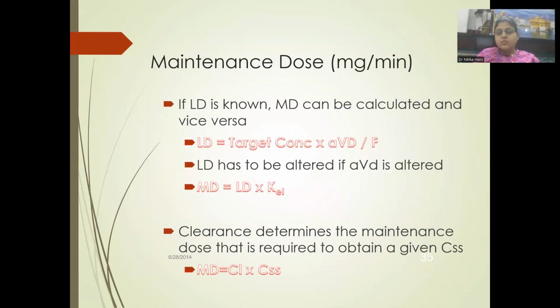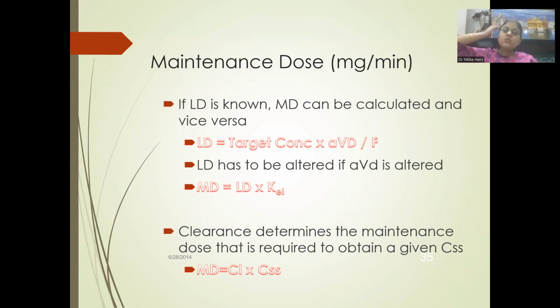Now maintenance doses. Once we give the drug as a loading dose, it will be slowly metabolized. After 6 hours or 8 hours, it will be metabolized in the body and its levels will decrease. So, to maintain the steady state plasma concentration, we need to give the maintenance dose. And this maintenance dose depends upon the clearance. It is plasma concentration times clearance. That is the maintenance dose.